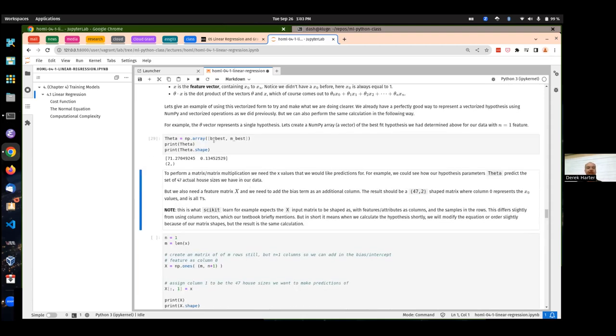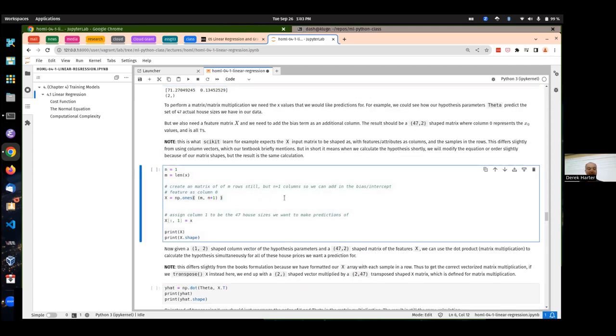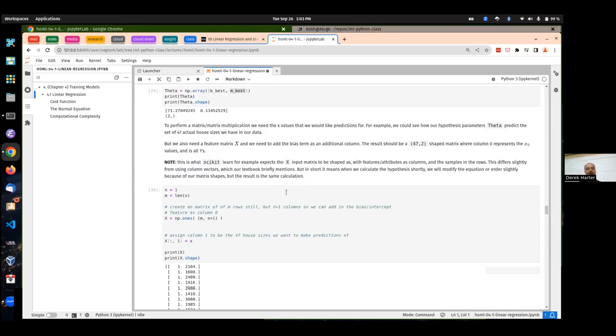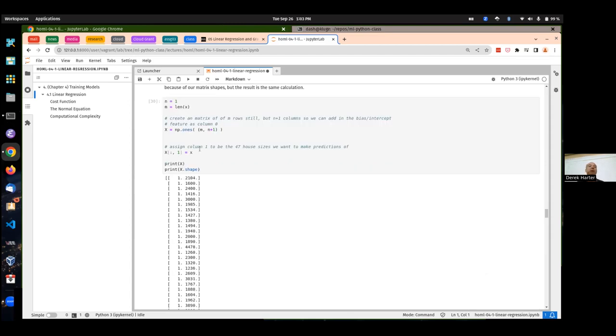So we have the intercept at index zero of what I called theta, and the slope at index one, for the best fitting line that PolyFit said was our best model here. And given that, we can calculate our hypotheses.